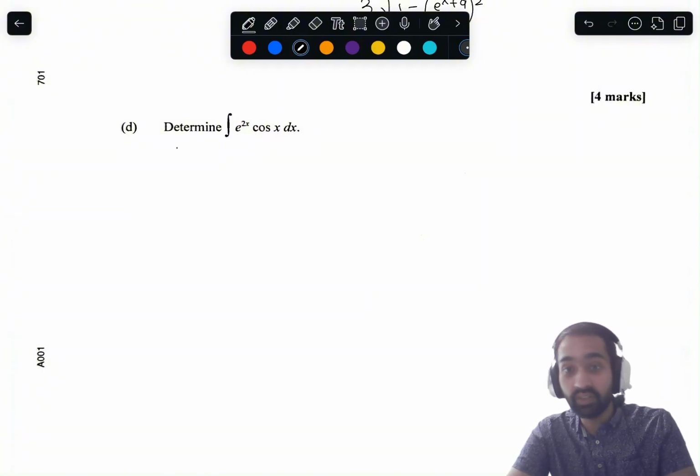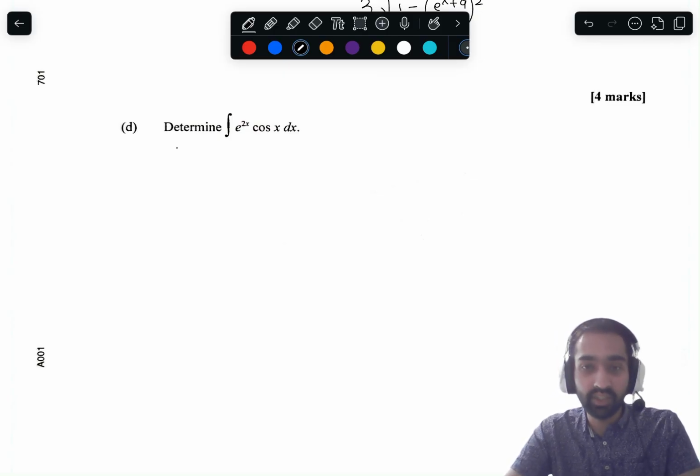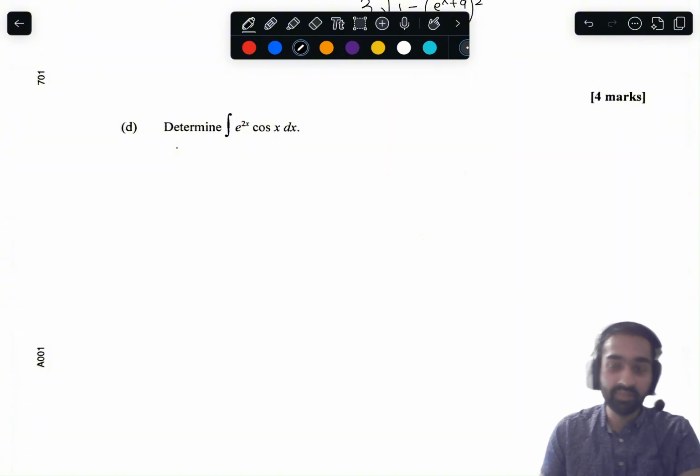What you have to do is use integration by parts twice, and you're going to get back the same thing, because if you think about it, when you differentiate e to the x, you get back e to the x, and when you differentiate cos, you get sine, and when you differentiate that again, you get cos. So you'll get back the same thing and be able to solve for the integral. So let me show you exactly what I mean.